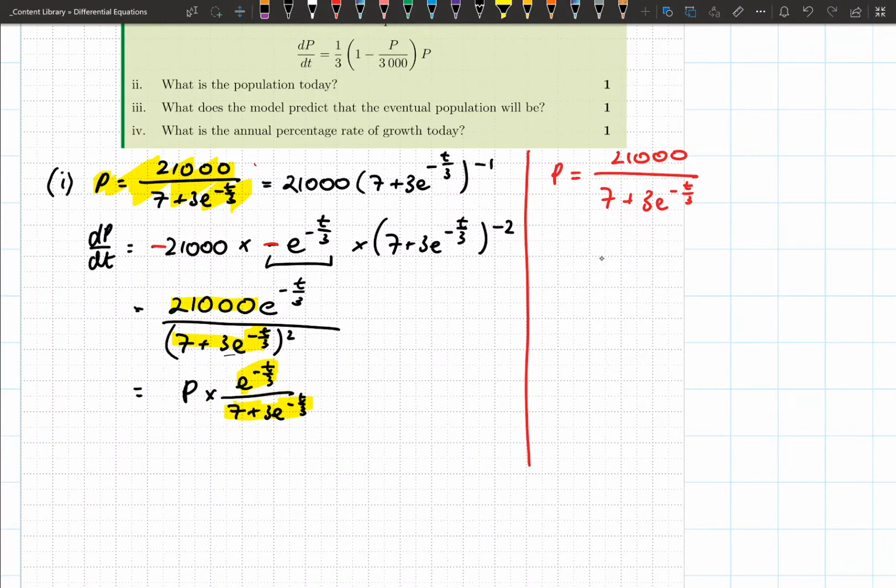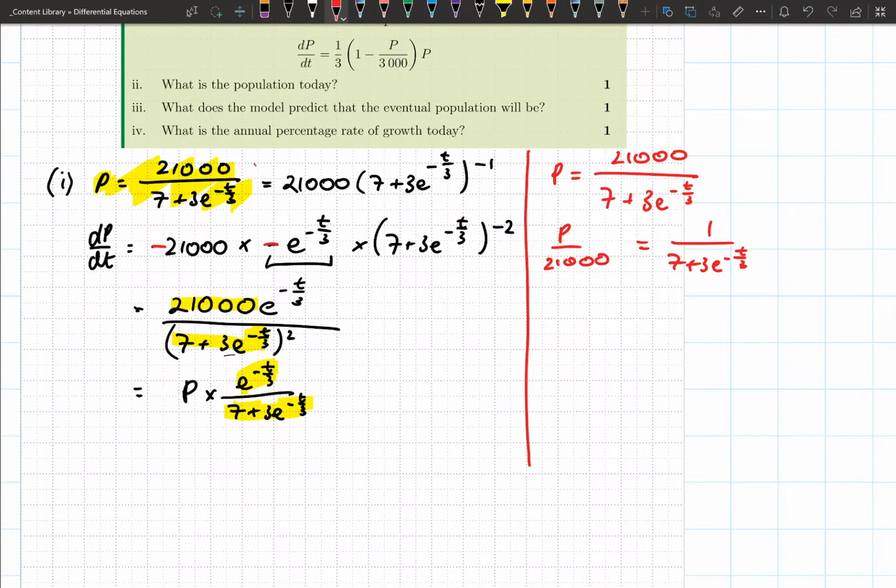So you said move the 21,000 over, right? So what's going to be on the left-hand side if you move the 21,000 over? P over 21,000, is equal to 1 over 7 plus 3e to the power of negative t over 3. That guy, right?